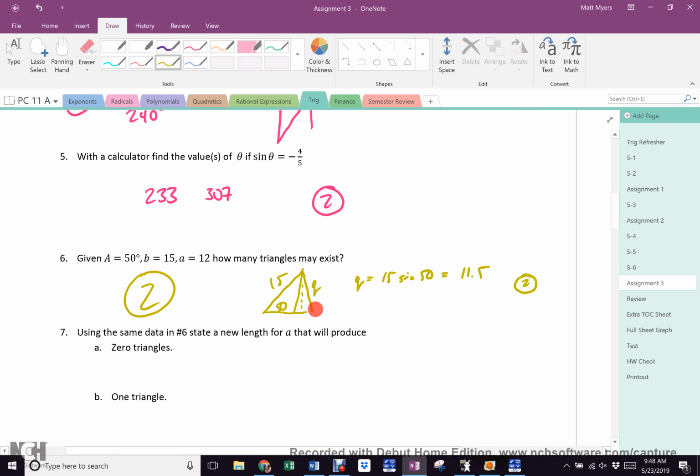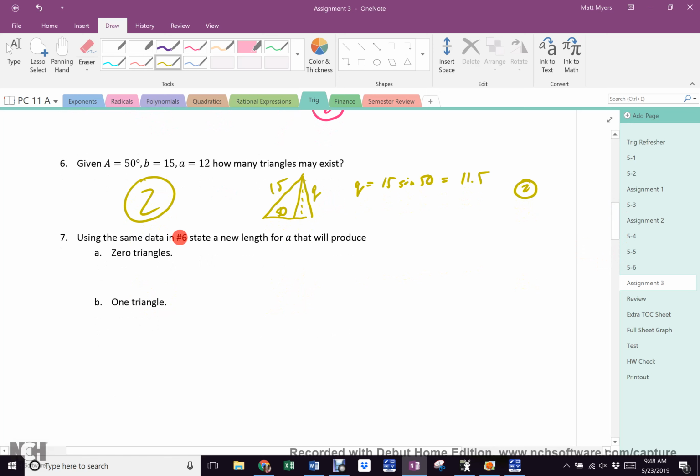Meter stick, desk, whole thing. All right. Using the same data as 6, give me an A that will make no triangles. A would have to be less than what? 11.5. No triangles for 1 mark.